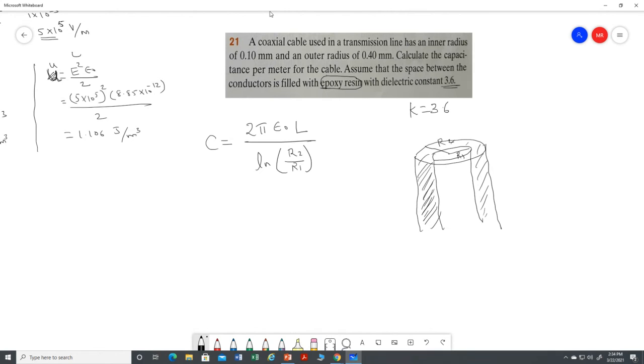Yes, but read the question very carefully. What do they need? Capacitance per meter. They are not asking only for the capacitance; they need capacitance per meter. That means capacitance divided by meter. So what is the unit for length? Meter. So I have to bring this L to the left hand side of the denominator. So when you bring it, this exactly becomes capacitance per meter.